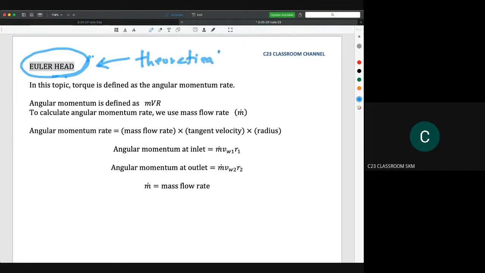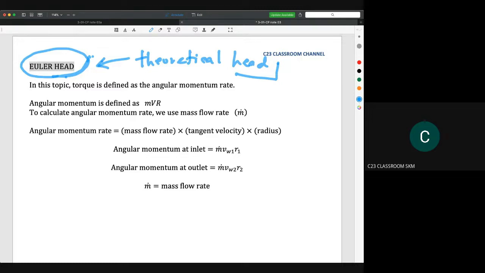Theoretical head. Head here means the theoretical height that can be transferred by the pump, the theoretical height of water that can be carried and delivered by a pump.